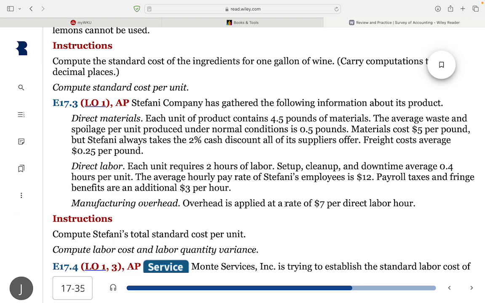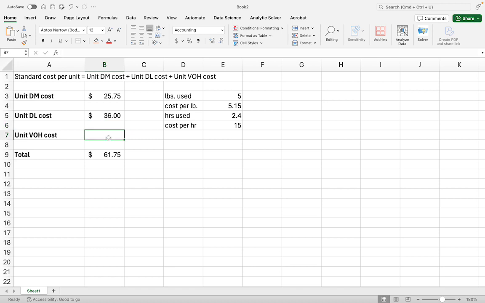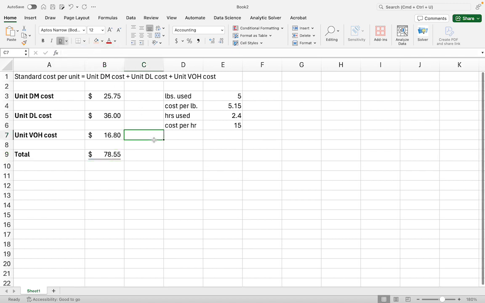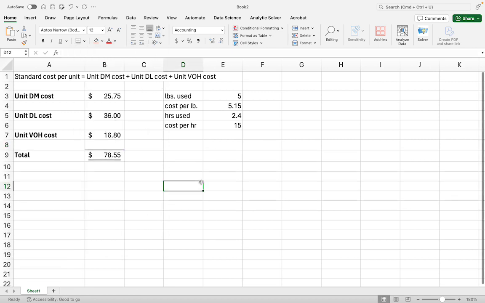My variable overhead says it's $7 per direct labor hour. So all I got to do for variable overhead is take the hours used, 2.4, and multiply by $7 per hour for variable overhead, indirect labor, indirect materials, things like that. And that's going to give me $16.80. And the total unit cost here is $78.55. So that's the answer to the problem.